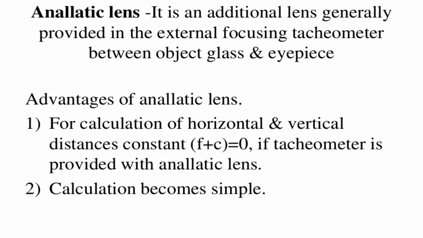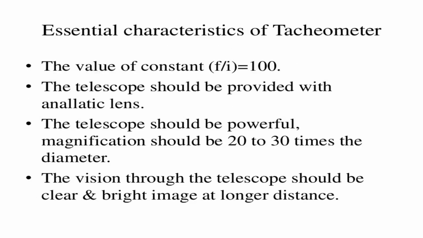So then what is the anallatic lens? It is an additional lens generally provided in the external focusing tachyometer between object glass and eyepiece. Advantages of anallatic lens: for calculation of horizontal and vertical distances, the additive constant, that means f + c, is equal to 0. If the tachyometer is provided with the anallatic lens, the calculation becomes simple.